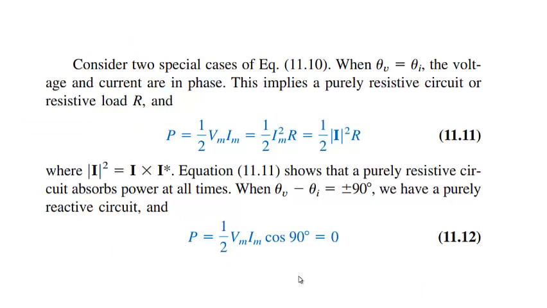So there are special cases, actually three. The first is when theta V is equal to theta I. As we have already seen, that means the circuit element is a resistance R. In that case, the voltage and current are in phase.